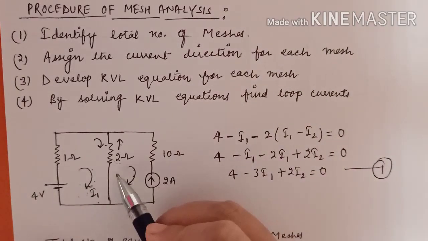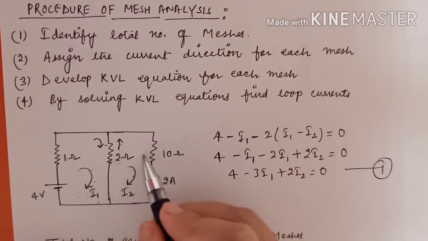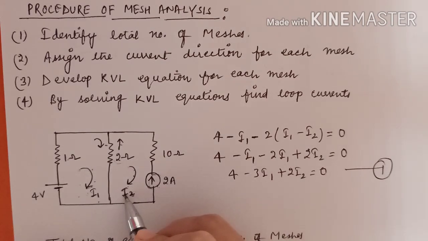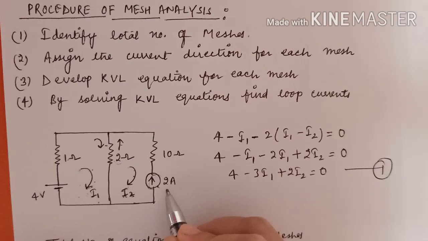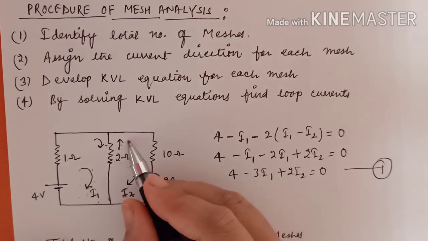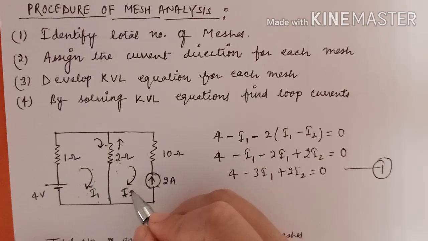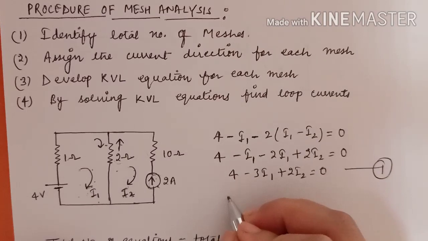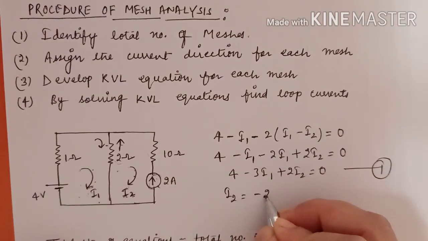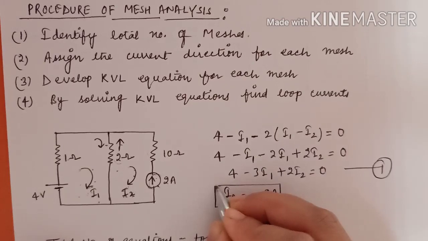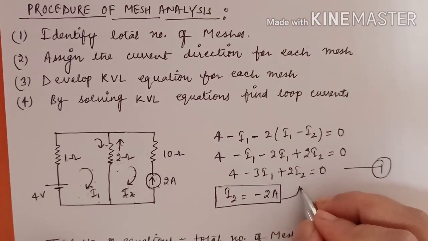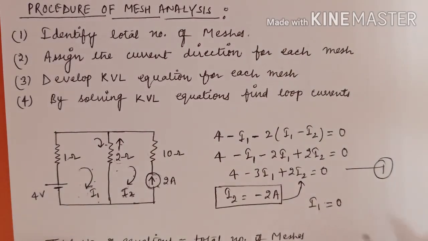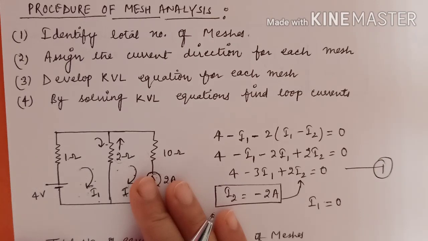Now again write the KVL equation for this loop. See here, for this loop I2 current is there and one current source is also there. Means the I2 is the same as the magnitude of this current source, but this current source has a direction like this, and your I2, whatever you have assumed, that direction is like this, means both directions are opposite. So I2 will be minus 2 ampere. Clear? Now put I2 equal to minus 2 in this equation, you will get I1. So I1 you are getting as 0. So this is how to apply the mesh analysis.